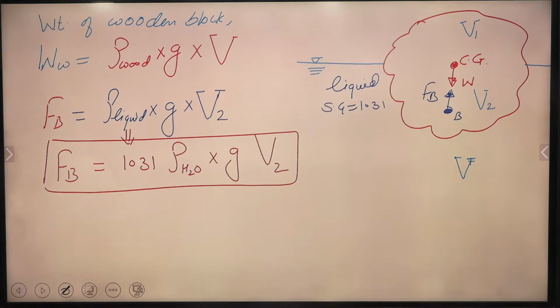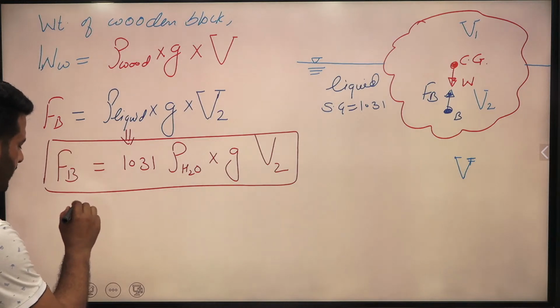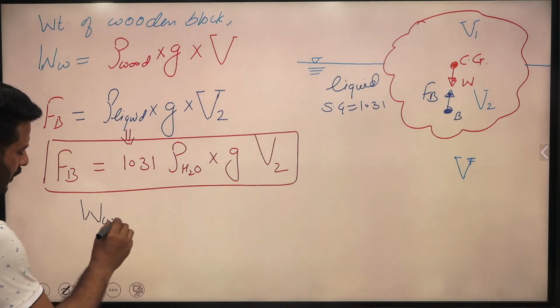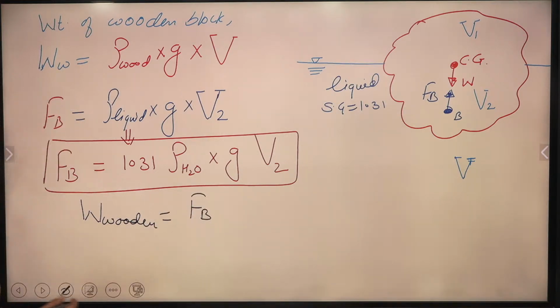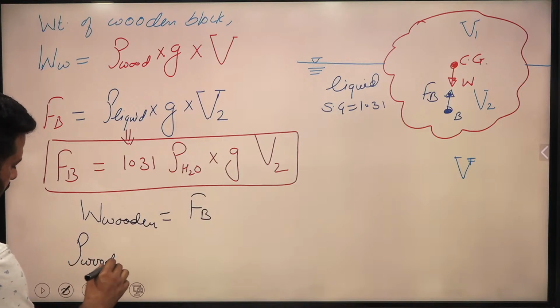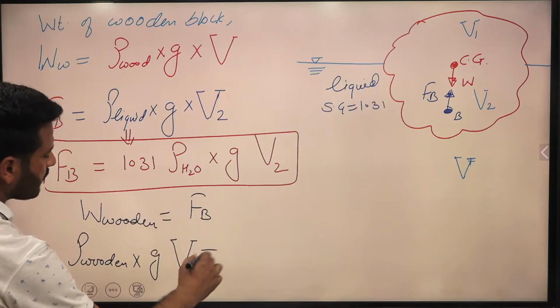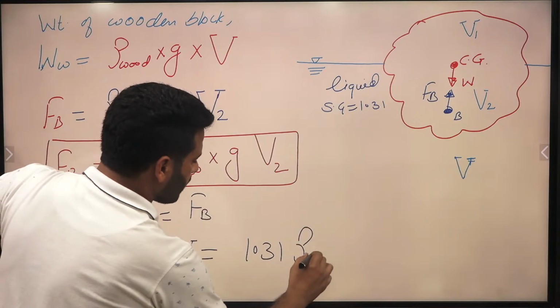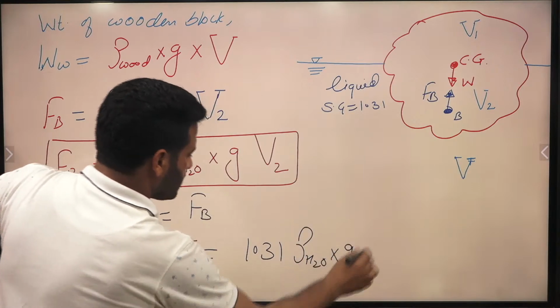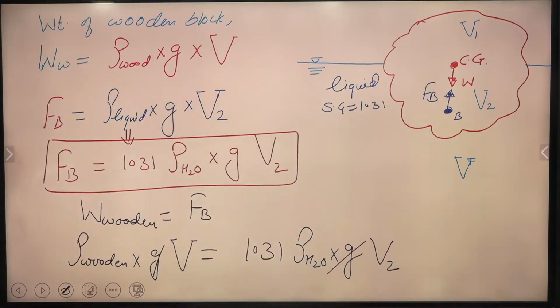Definitely, if the wooden block is floating, we are just considering equilibrium conditions. So the weight of the wooden block should be equal to this buoyant force. Weight of the wooden block is what? Density of the wooden block into g into volume of the wooden block, equate it to 1.31 into density of the water into g into V2. So g will cancel out.